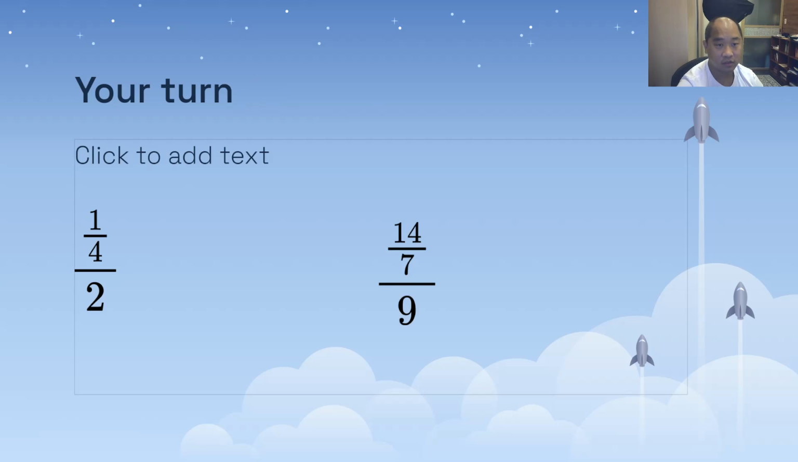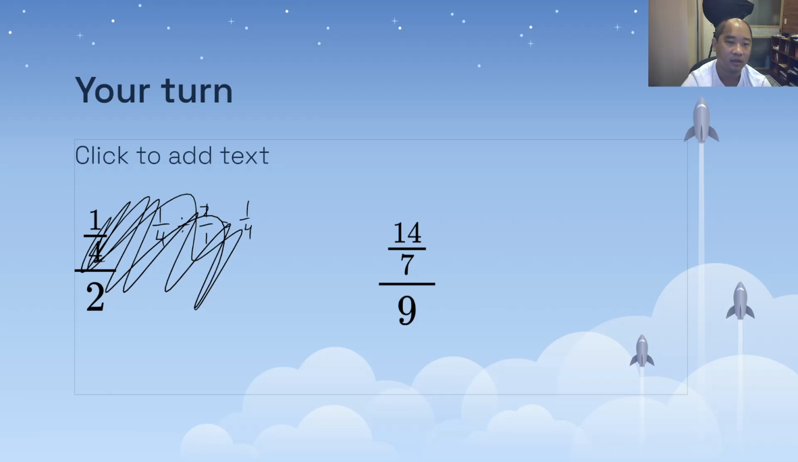Your turn. The first one here, 1/4 divided by 2/1 is the same thing as 1/8. It's the same thing as the previous one, huh? Okay, let's ignore that one. This one we just did already. Okay, let's just do this one.